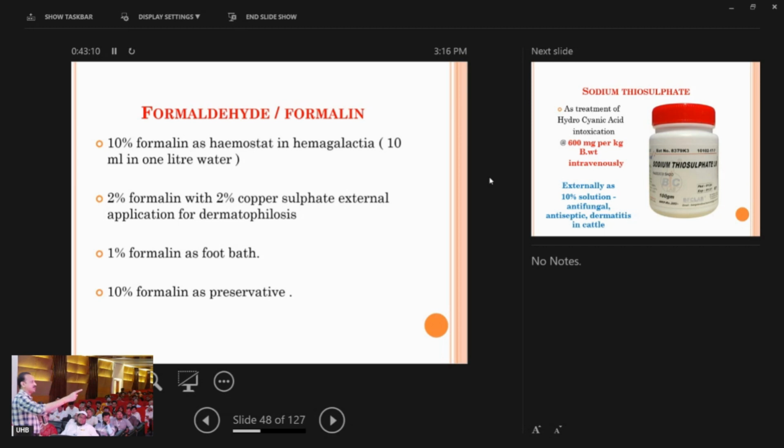And 2% formalin and 2% copper sulfate can be used as an excellent thing for dermatophytosis. And 1% formalin can be used as a foot bath. And 10% formalin as a preservative. For example, you are doing any postmortem, you are collecting any samples, histopathology samples, you can send them in the preservative.